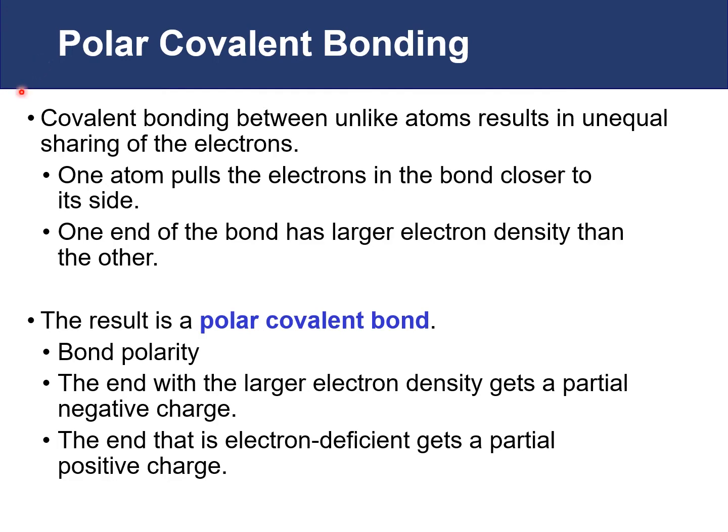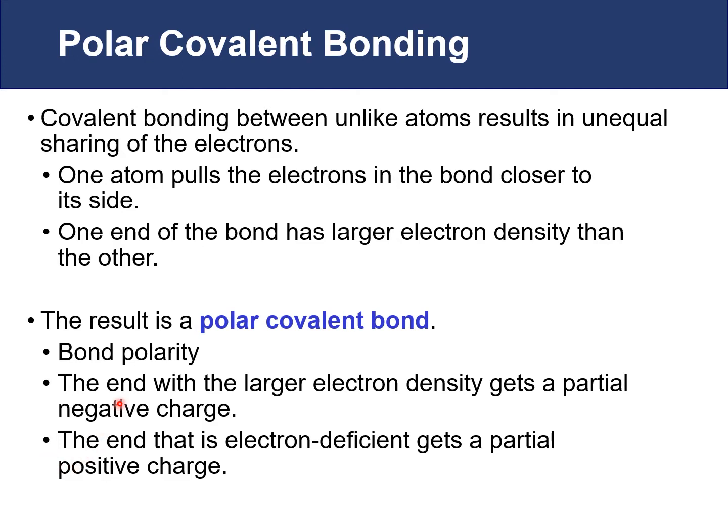Polar covalent bonds occur when you have two unlike atoms, meaning different elements, and will result in an unequal sharing of the electron. For a bond to be considered polar covalent, one of the atoms will need to pull the electrons in the bond closer to its side. This will result in a larger electron density on that side than on the other. As a result, the polar covalent bond has some bond polarity. The end with the larger electron density will get labeled as a partial negative charge, and the end that is electron deficient gets a partial positive charge.